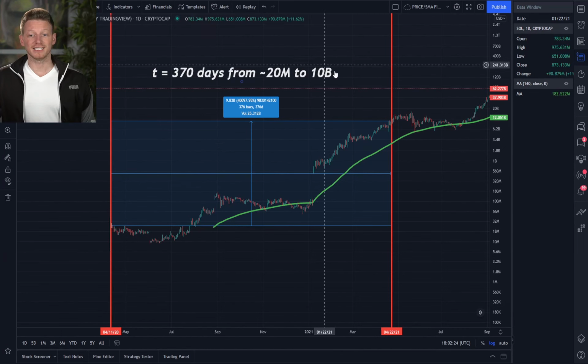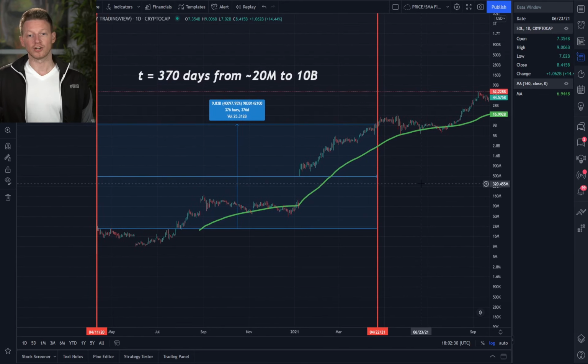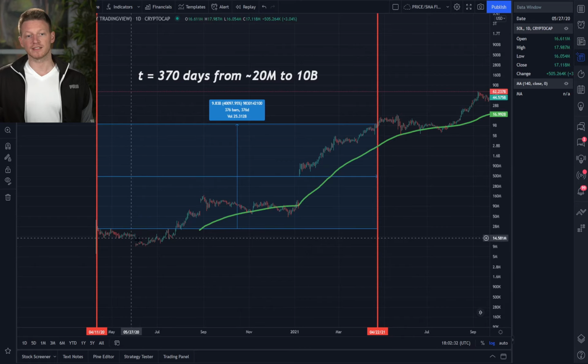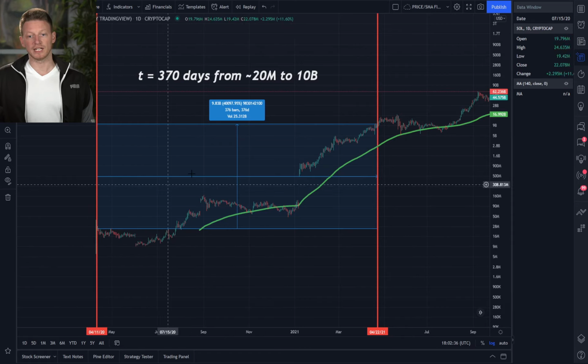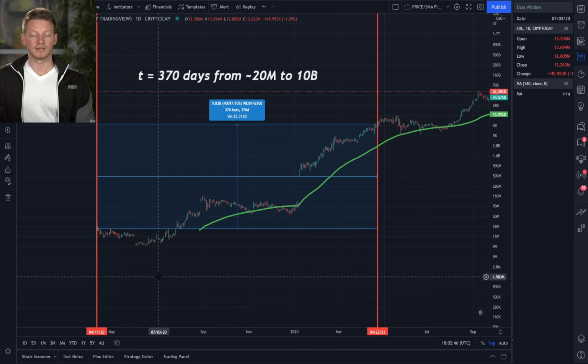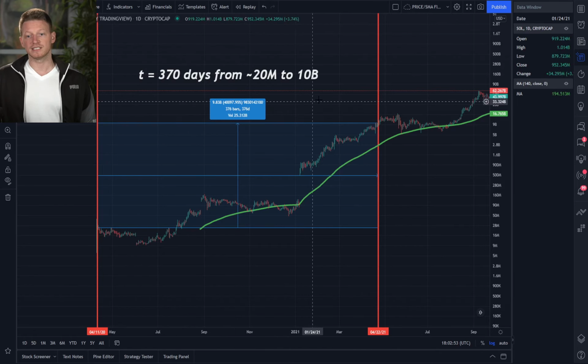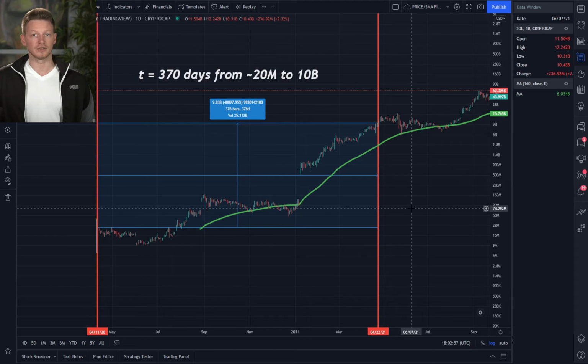All right, guys. So finally, let's take a look at their market caps and see how quickly they got to various price levels. So starting with Solana. Solana released at around a $20 million market cap. We're going to start on April 11th. On that day, it had a $20 million market cap. In 370 days, so just about a year, it got to $10 billion market cap.